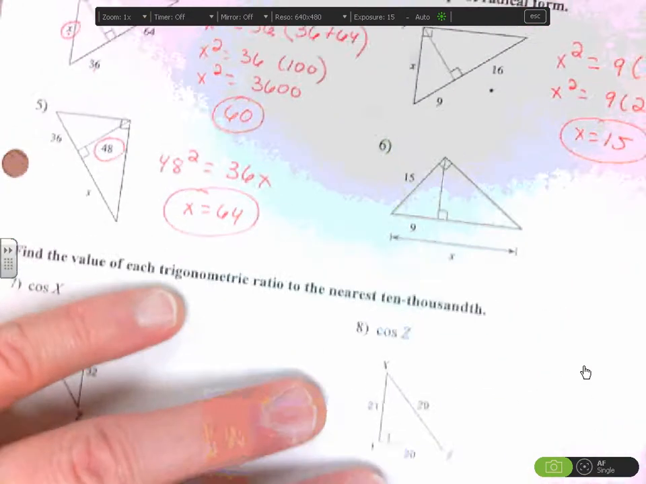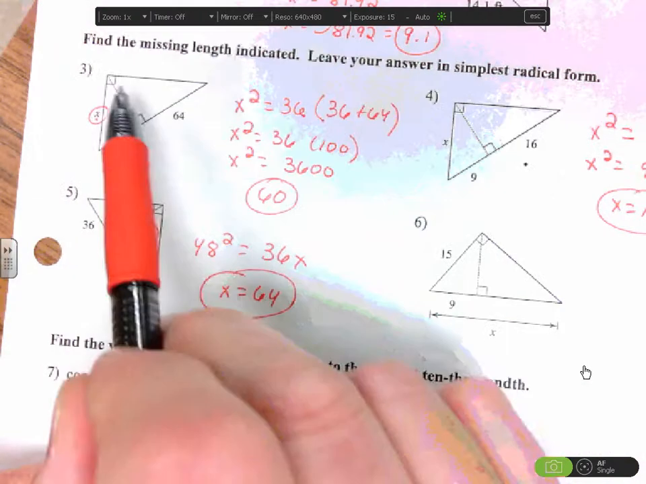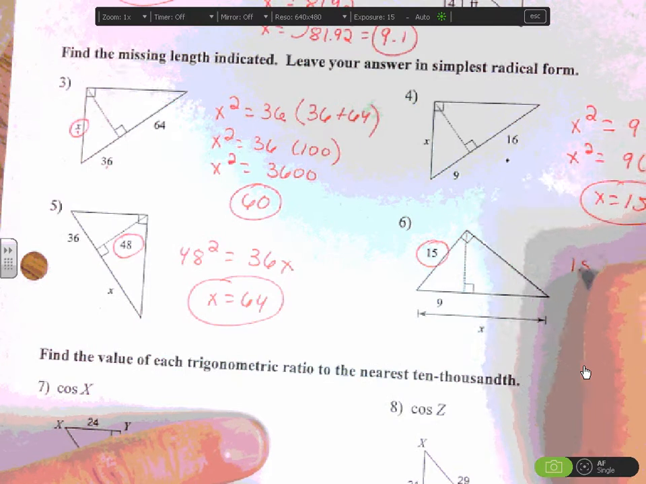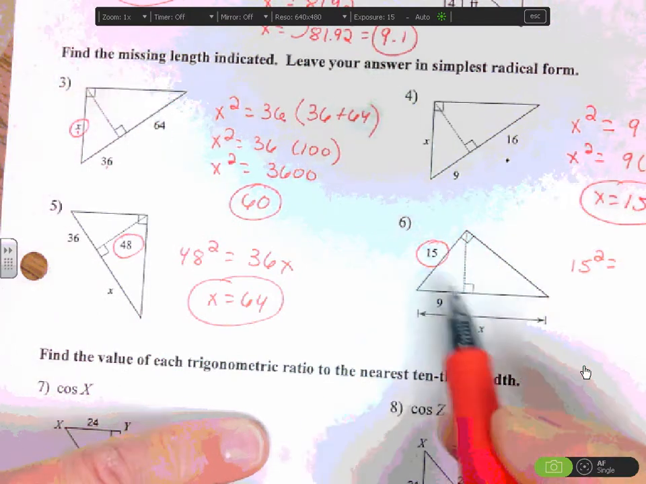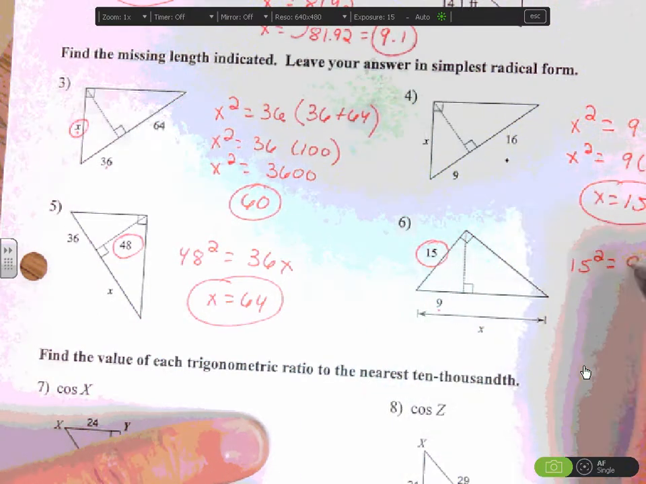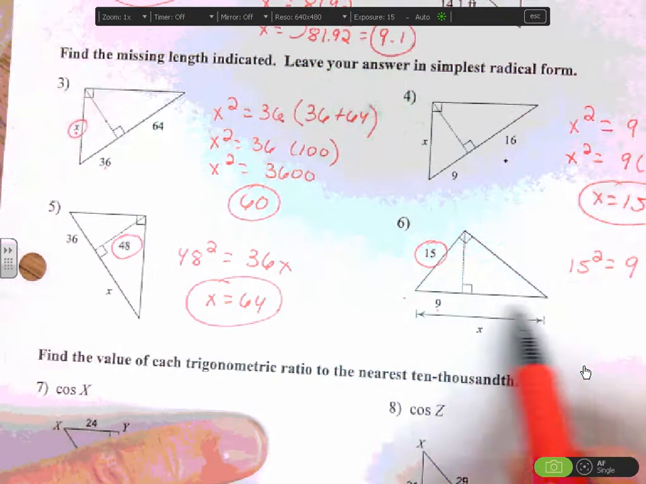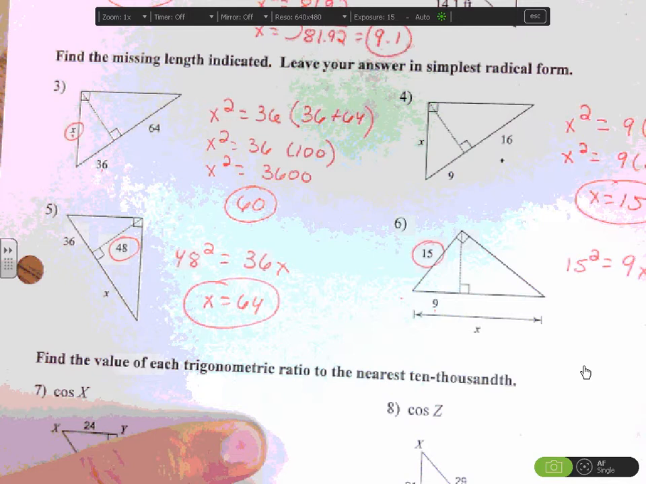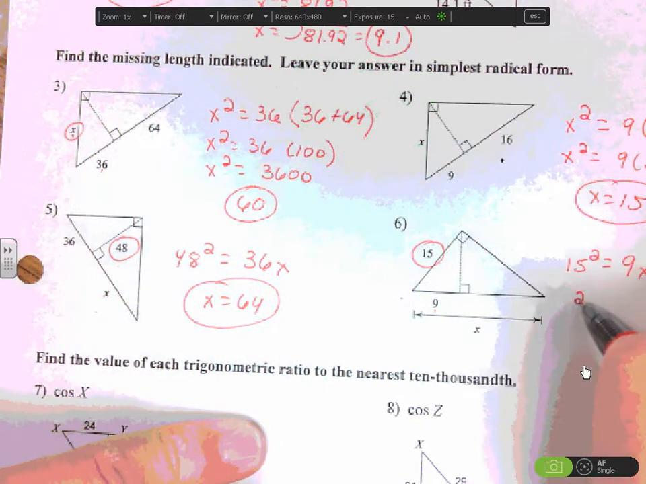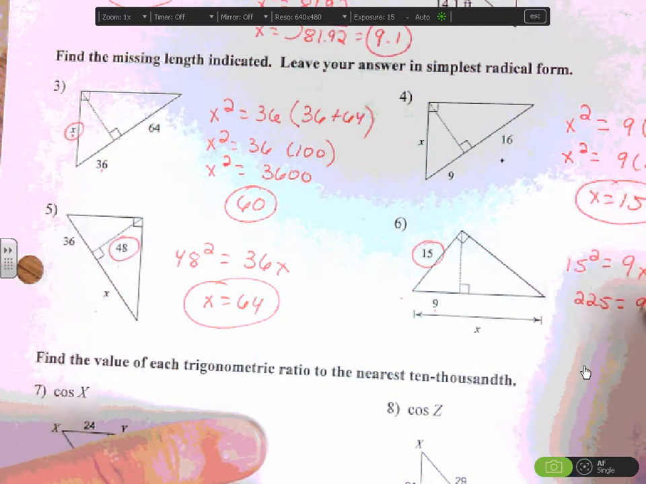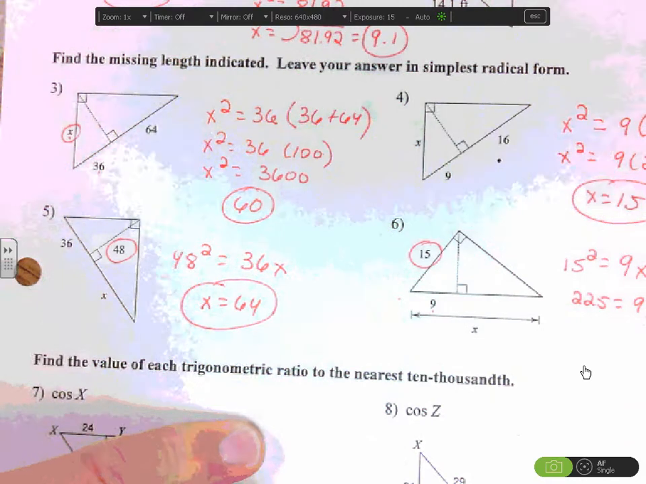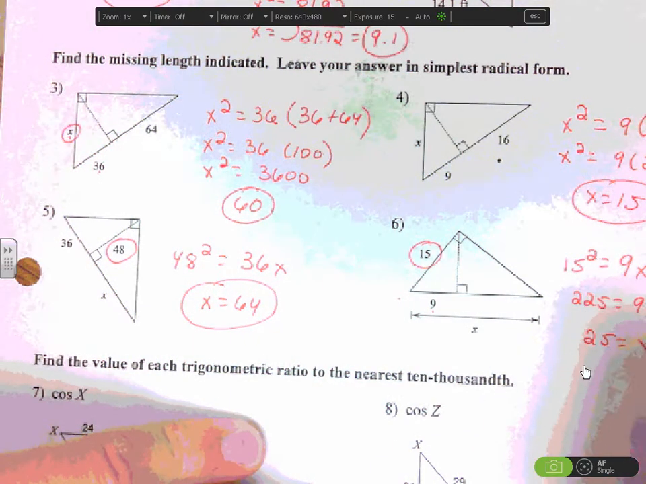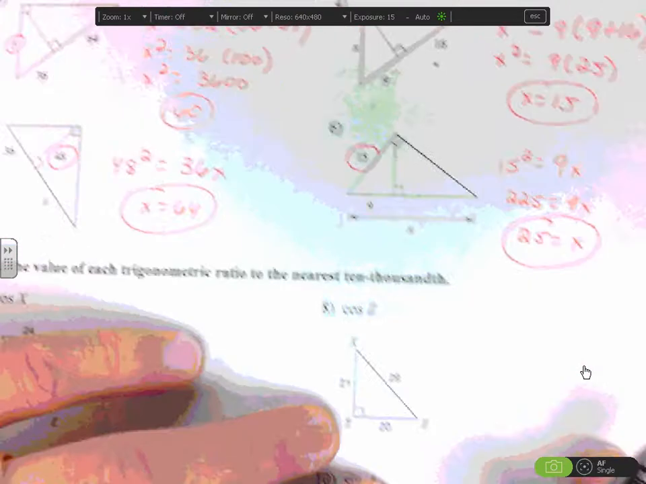Number 6 is very similar to numbers 3 and 4. So I want to start with this 15. 15 squared would equal the closest one, 9, times the entire length, which is x. 15 squared is 225, so that would be 9x. Divide that by 9, and x comes out to be equal to 25.